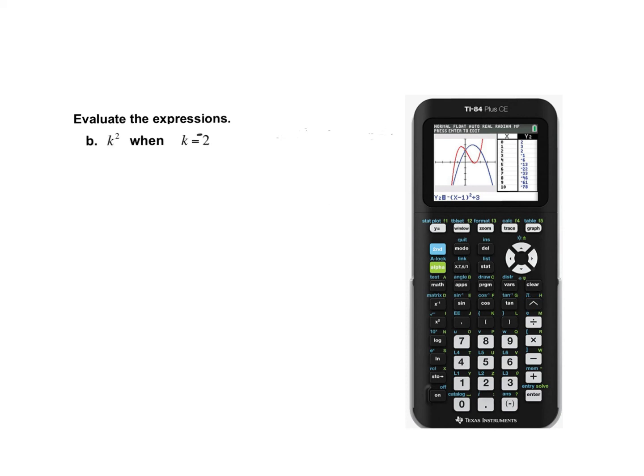All right, letter B, we have k squared when k is equal to -2. Now, it's really important for you to know that when you have a variable that's been assigned to a negative number, especially if you've got the exponents, you need to substitute it in with a parentheses. Because -2 with the parentheses is different than -2 without the parentheses. We're going to explore this more when we get into the exponent unit later on this year. So for now, we just need to remember that if you've got a negative, we need to put a parentheses around it, and then we can have our exponent. So when you're entering this into our calculator, we're going to use our parentheses.